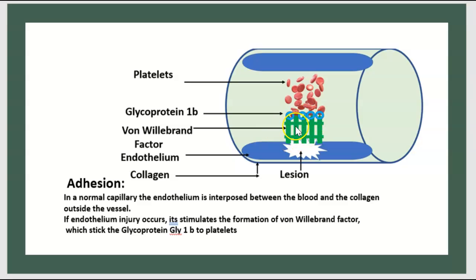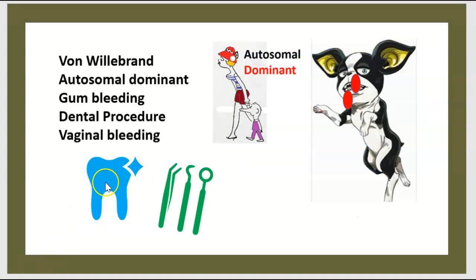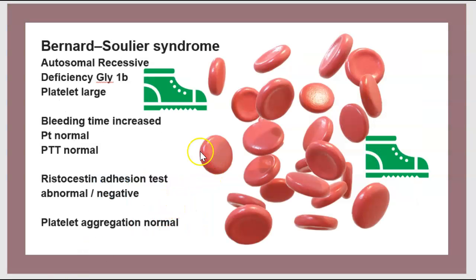In the phase of adhesion, if the von Willebrand factor is missing, that causes von Willebrand syndrome. It is autosomal dominant, with gum bleeding, bleeding with dental procedures, and vaginal bleeding. If glycoprotein 1b is missing, that causes Bernard-Soulier syndrome, which is recessive with large platelets. PT is normal, PTT is normal, but bleeding time is increased.